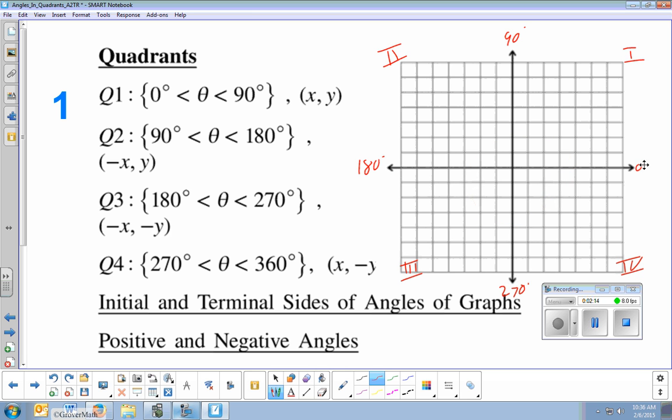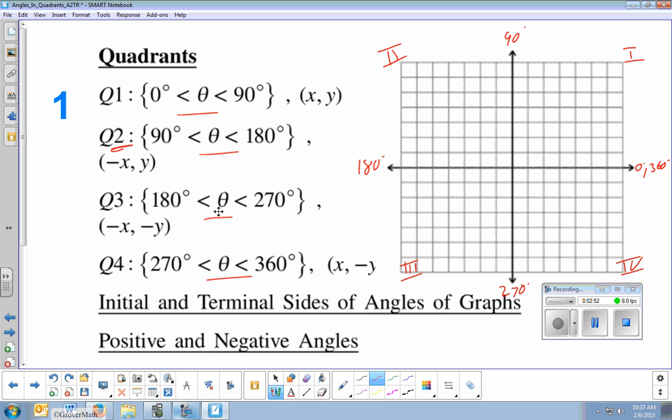So this mark we actually label as 0 degrees and also 360 degrees. So we label the corners of our axes as 0, 90, 180, 270, and again 360. And that separates our quadrants. Quadrant 1 is between 0 and 90. Quadrant 2 is 90 to 180. Quadrant 3 is 180 to 270, and quadrant 4 is 270 to 360. And that's what this is all about. We know this theta symbol is our angle. So an angle between 90 and 180 is in quadrant 2. If I want to draw an angle of 120 degrees, it's going to be in quadrant 2.